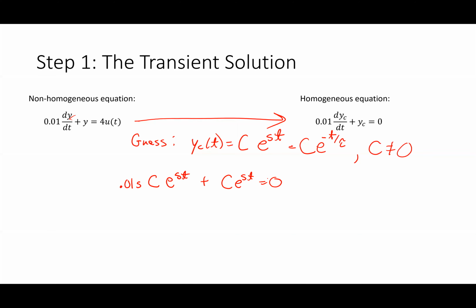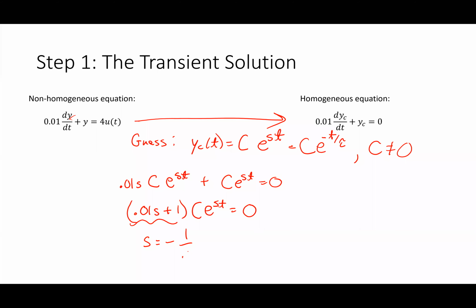Now, I can factor that guy out, and I ultimately get (0.01 s plus 1) times c e to the st equals 0. Now, I said c couldn't be equal to 0 because that would be a trivial choice. It's a dumb choice. E to the st, can it ever be equal to 0? No, it can't. So the only thing that can be equal to 0 is this 0.01 s plus 1. So that tells me that s equals -1 over 0.01, or -100.